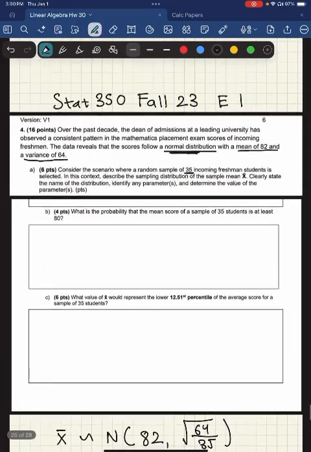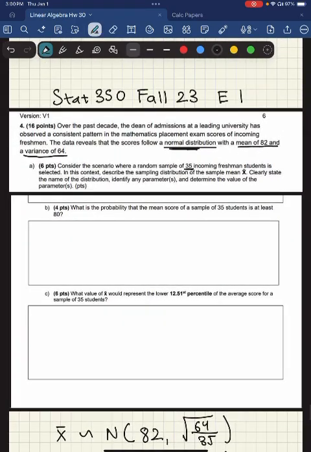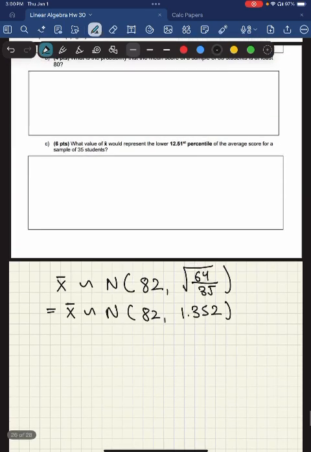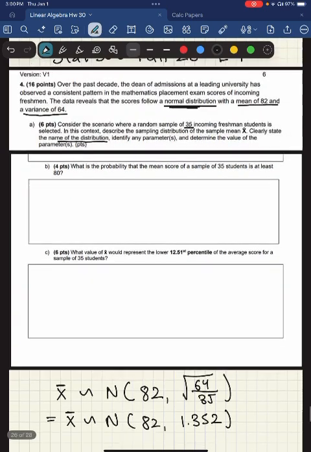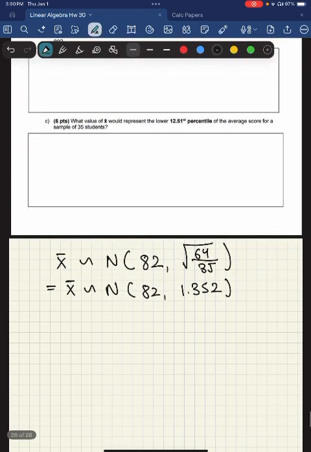Okay, let's see. We have to clearly state the name of the distribution. It's normal distribution, clearly stated. We have to identify the parameters, yep, mean and standard deviation, and we have to determine the value, and we have done that. So part A is done here.